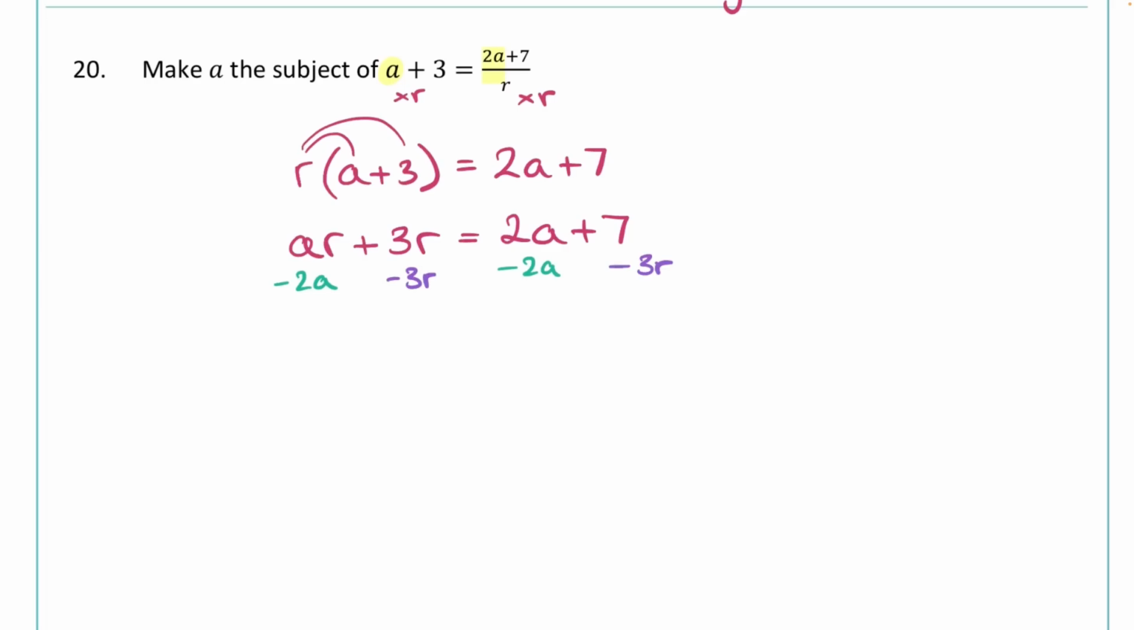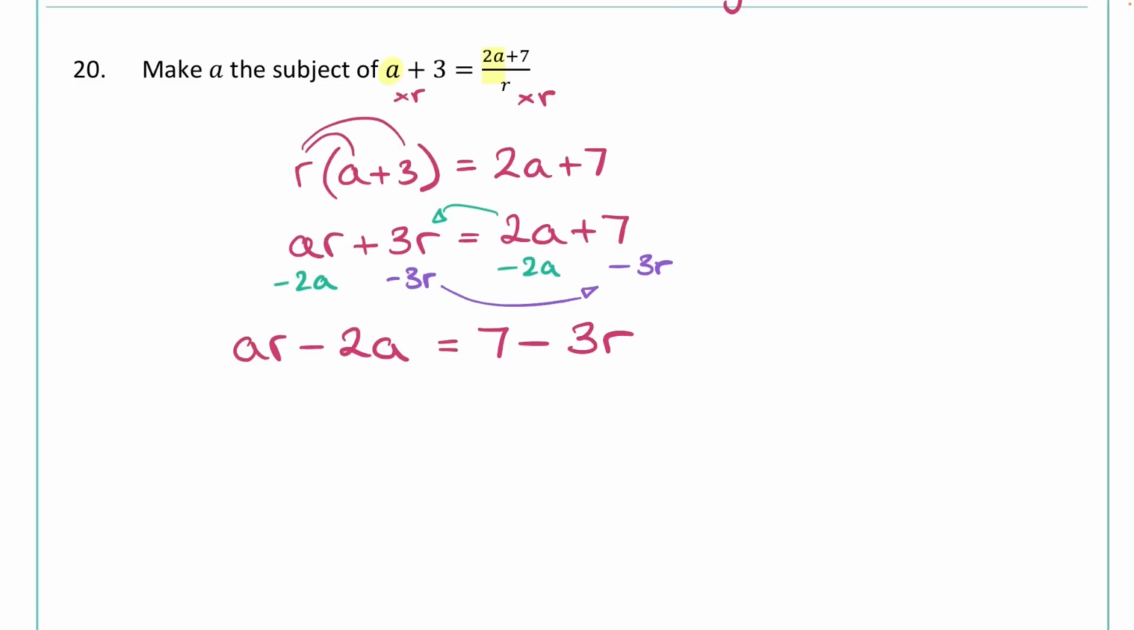Now, I am choosing to move the A's to the left, and that's just personal preference. But if you choose to move the A's to the right, that's fine, but you'll get a slightly different answer to me here. So I get AR minus 2A, and that's now equal to 7 minus 3R. And you can see all that's happened is the 2A has moved over to the left, and the 3R has moved over to the right.